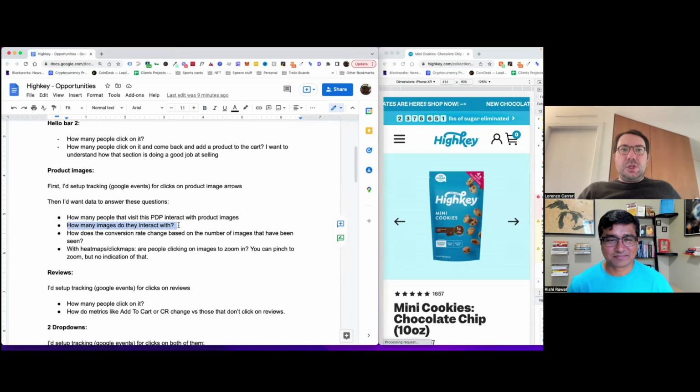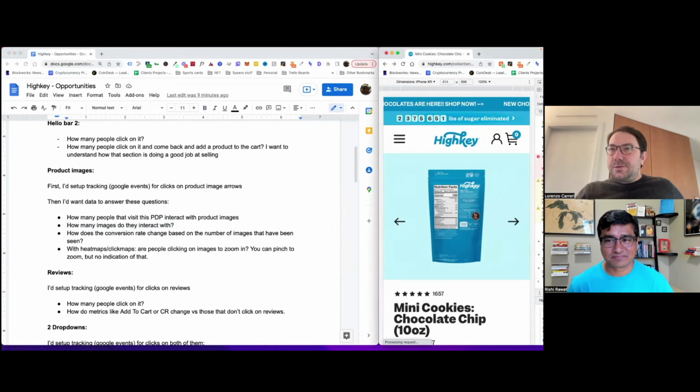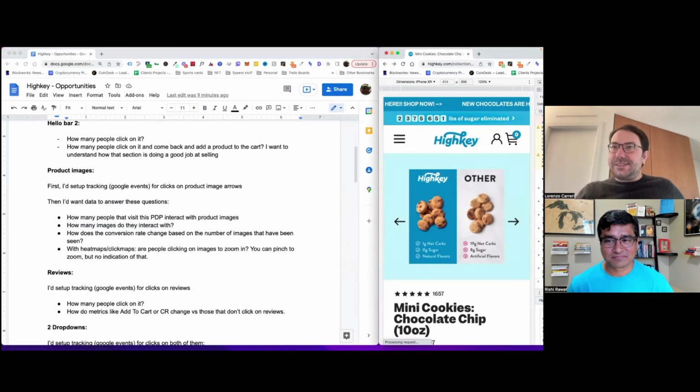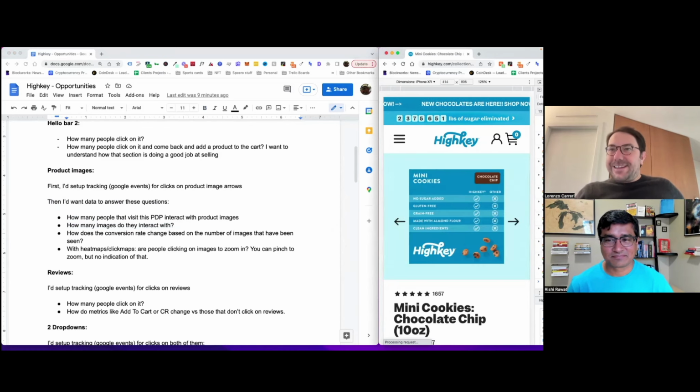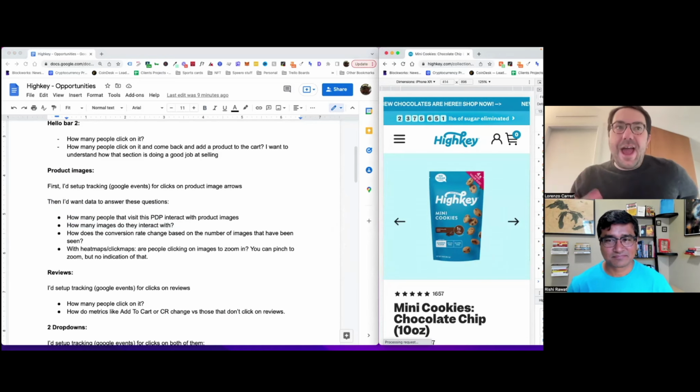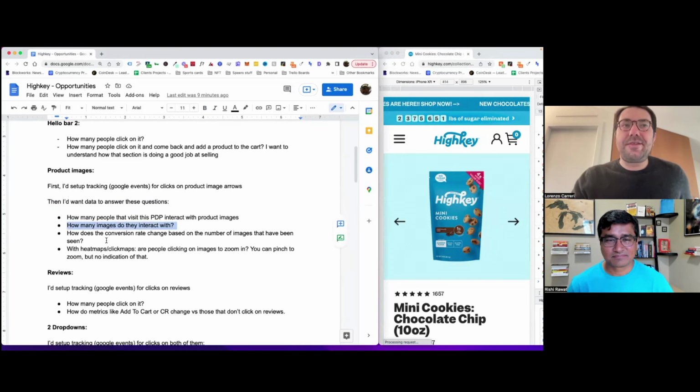How many images do they interact with? So sure, they could be interacting with one image, but they have actually a lot of images here. They have 1, 2, 3, 4, 5, 6, 7, 8, 9, 10. So they have a lot of images. So the question I have here is, how many images do they interact with? And how does the conversion rate change based on the number of images that have been seen, right? So what's the conversion rate of people that have seen 1 image, 2 images, and until 10 images? Because I want to see how each image is having an impact in the decision-making process.